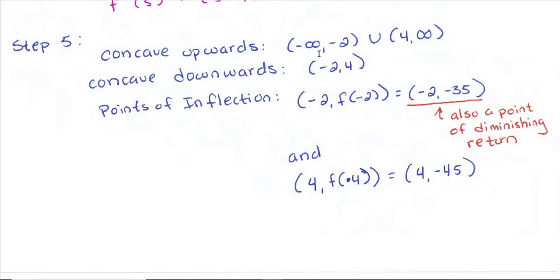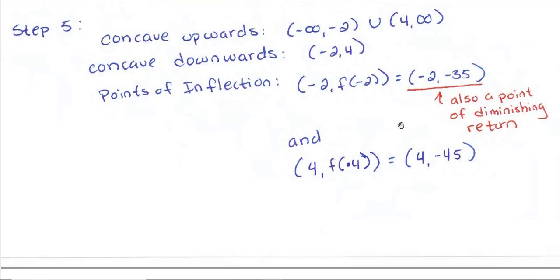We are concave upwards from -infinity to -2 and 4 to infinity. Concave downwards from -2 to 4. I have a point of inflection at -2, comma the original function evaluated at -2, which turns out to be -35. And I have a point of inflection at 4, comma the original function evaluated at 4, which turns out to be -45. And as we said before, since at this point of inflection we went from concave up to concave down, it is also a point of diminishing return.